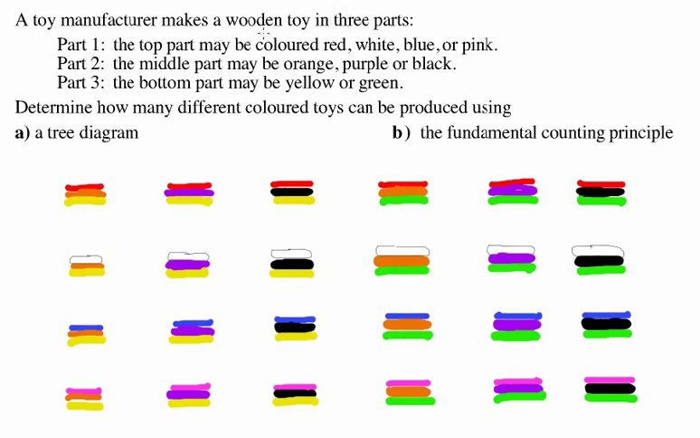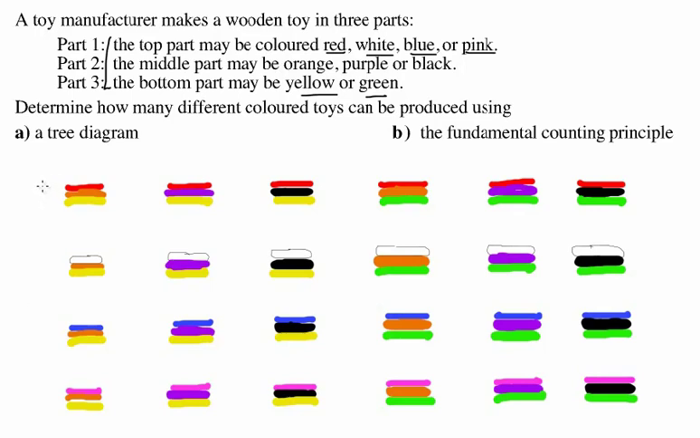Hi, so this is class example 1 for lesson 1. We're going to be looking at this comparison between the fundamental counting principle and the tree diagram. I've already drawn this in so you can take a look at it, maybe pause it and make sure it makes sense to you, where we've got these three different parts, these three different layers for these colored toys.